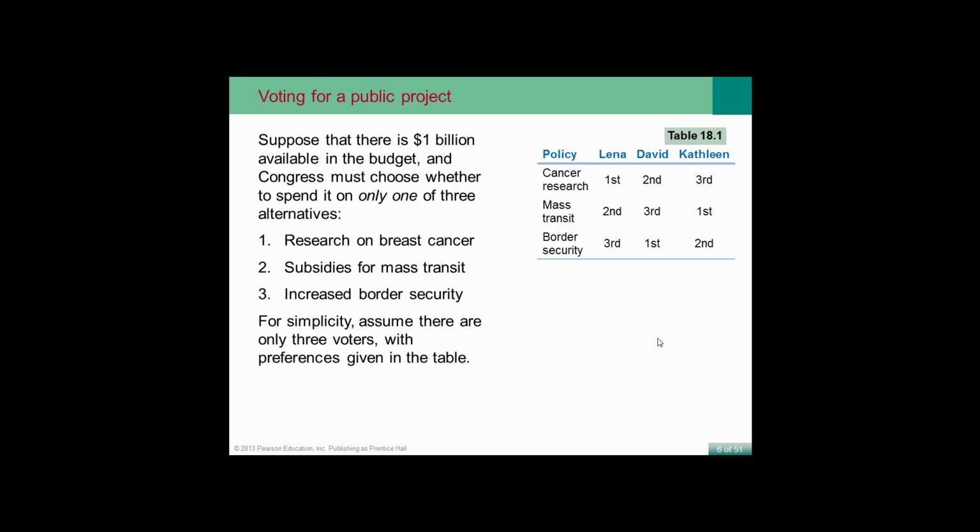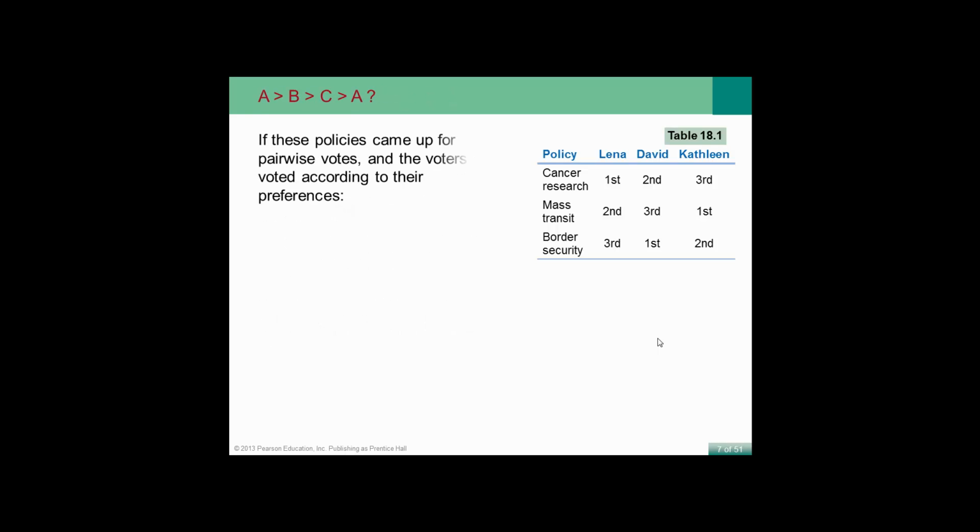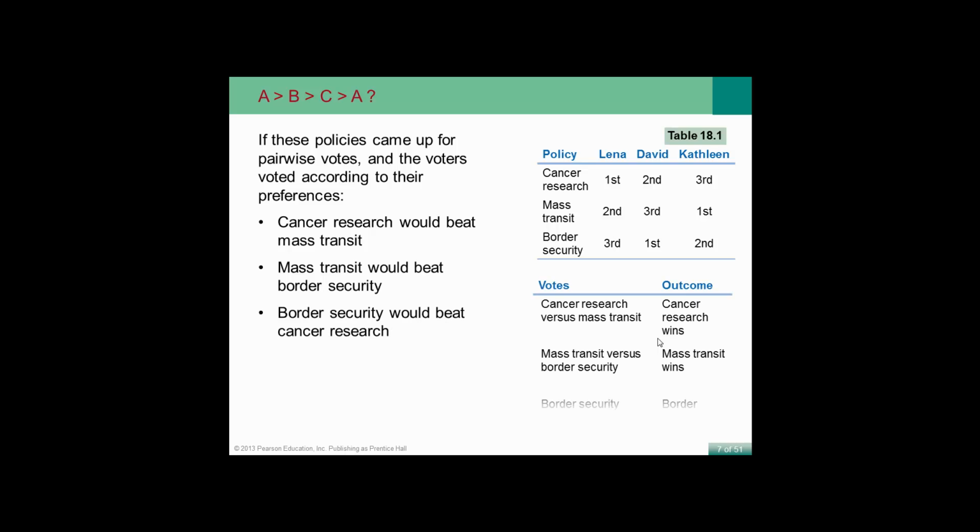Lena prefers research for cancer, then mass transit, then border security. David prefers border security first, mass transit third, and cancer research second. And Kathleen prefers cancer research third, mass transit first, and border security second. If these policies came up for pairwise votes and the voters voted according to their preferences, cancer research would beat mass transit, mass transit would beat border security, and border security would beat cancer research.